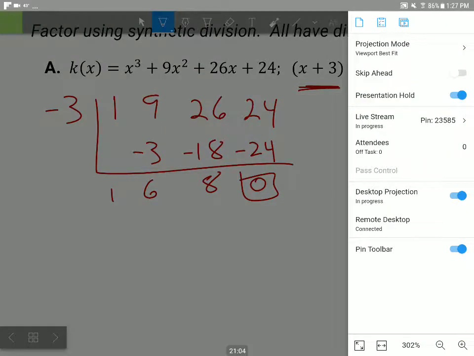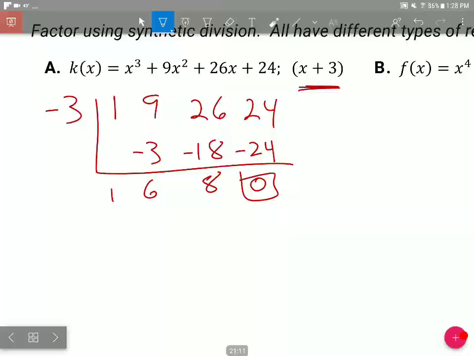Six times negative 3 is negative 18. That is correct. All right, how are we doing? Negative 0? Yeah, we got 0. All right, sweet. So here's what we're going to do with this.